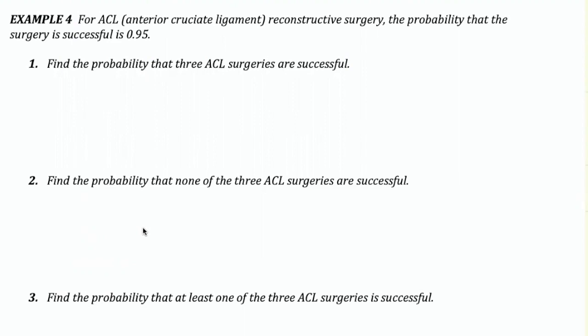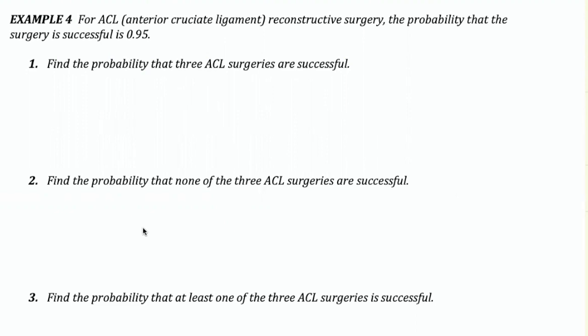All right. Example 4 is just another example of using the multiplication rule, and it's talking about ACL reconstructive surgery, which is a form of knee surgery. Suppose that the probability that the surgery is successful is 0.95. So that's pretty close to 1, so that's pretty likely to happen. And again, this might be a subjective probability, the doctor's educated guess as to the success rate, or it's possible that there has been a study performed to collect data. We're not told which one it is, but it doesn't affect how we approach the problem. So find the probability that 3 ACL surgeries are successful.